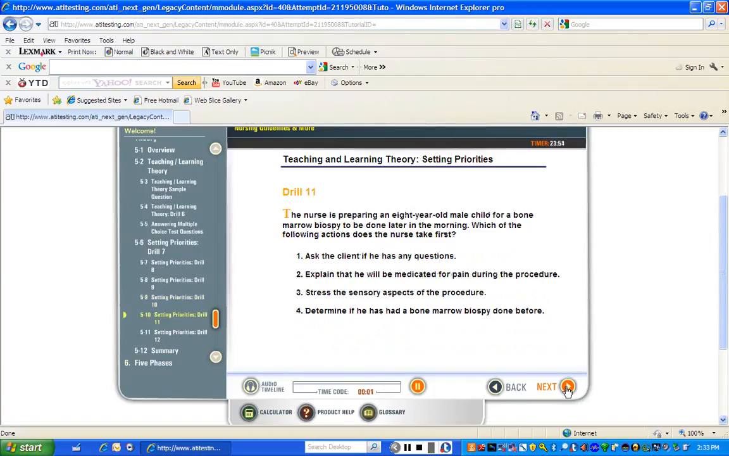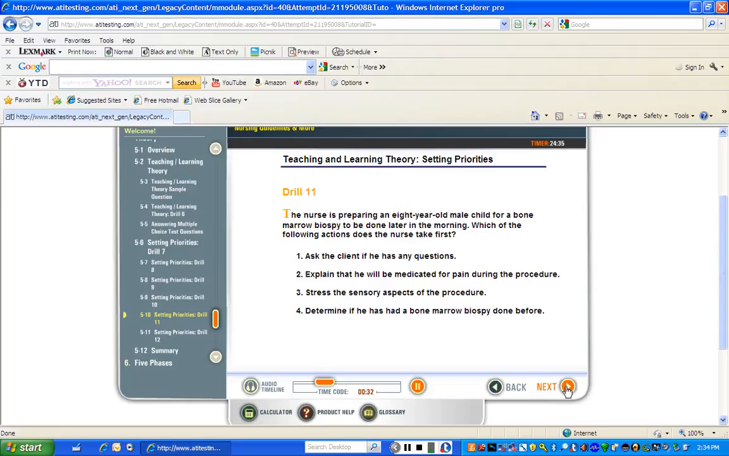In this drill, I would like you to eliminate distractors using the priority setting strategies. Begin by separating the case scenario from the stem of the question. The case scenario tells us that the nurse is preparing an 8-year-old male child for a bone marrow biopsy to be done later in the morning. The stem of the question asks, which of the following actions does the nurse take first? Identify the critical elements. The key word is first. The client is the 8-year-old child. The issue is preparation for a procedure. The type of stem is a priority response stem.